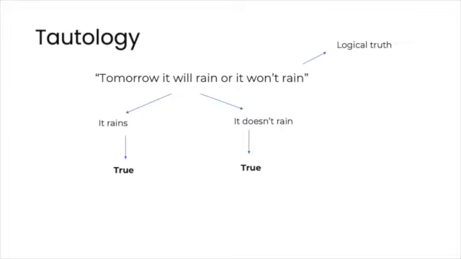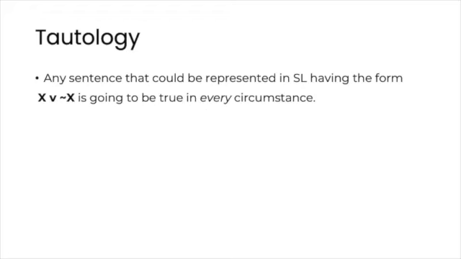Now, to know that this sentence is true, you don't need any special knowledge about meteorology or about any other aspect of the physical world. You simply need to know how operators like "or" and "not" work in English. In fact, any sentence that could be represented in SL as having the form X or not X is going to be true in every circumstance. The form alone guarantees its truth. Let's take a closer look at X or not X.